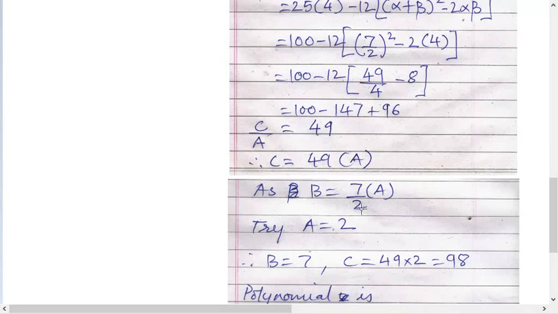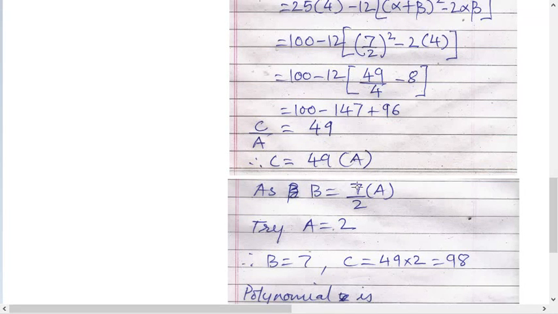No. Why? Because it's 2 over here in the denominator. It will be 7 upon 2 then. Then it will be difficult. So simplest is we have to remove this 2, right? Then only B will be without the denominator as 1. So try A equals 2.